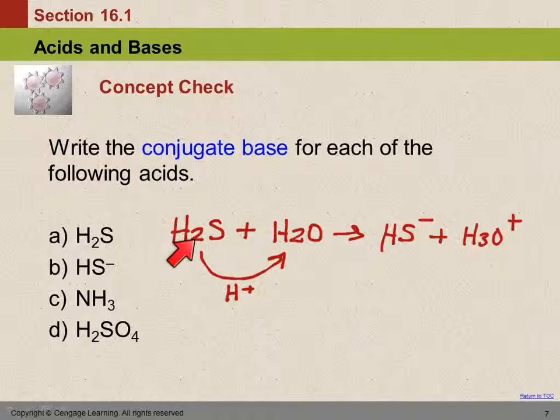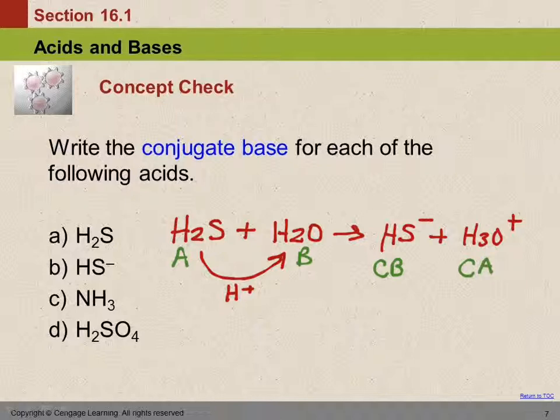If this is the acid, which one of these is the conjugate base? The HS or the H3O? The HS, right? This is the acid. Let's maybe write that in here in a different color. This is the acid, and this is the base. So the acid becomes the conjugate base, and the base becomes the conjugate acid.